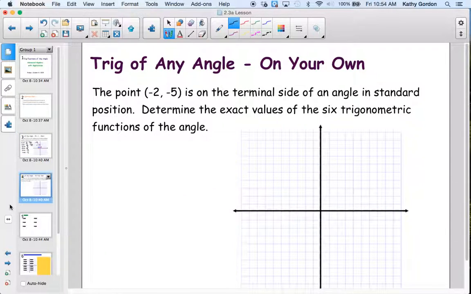Okay, try one on your own. So first draw it out, so you can use the second. There should have been enough for everyone to have 2 of the little graph things. So grab the second graph, draw what your graph would look like in standard position, going through that point -2, -5, and then label, draw the right triangle with the reference angle, and then figure out your 6 trig functions.